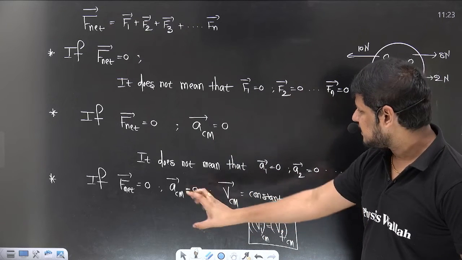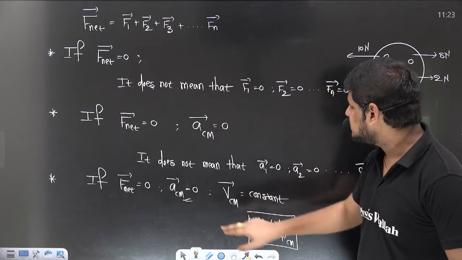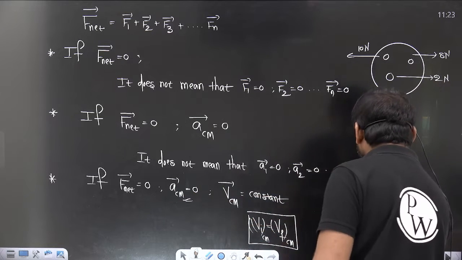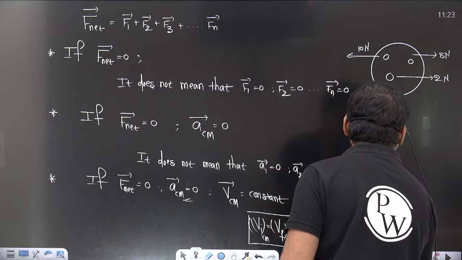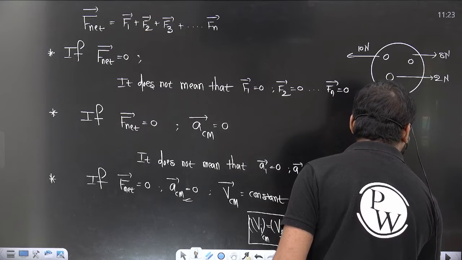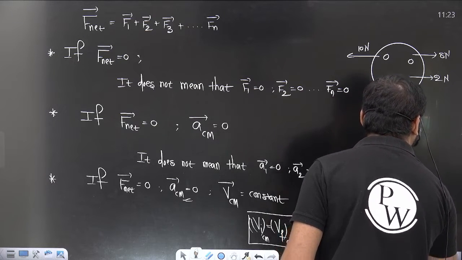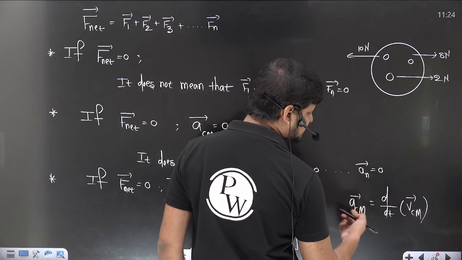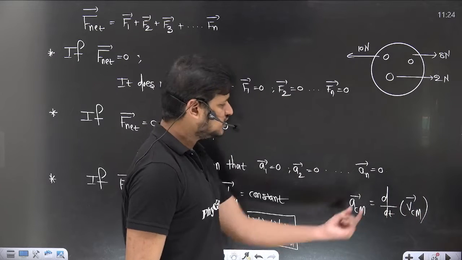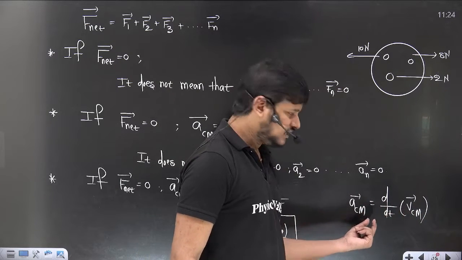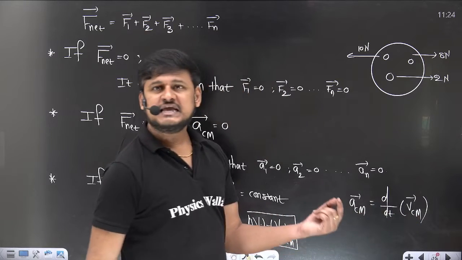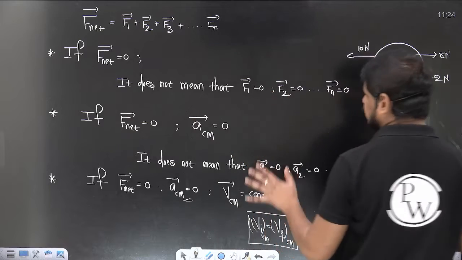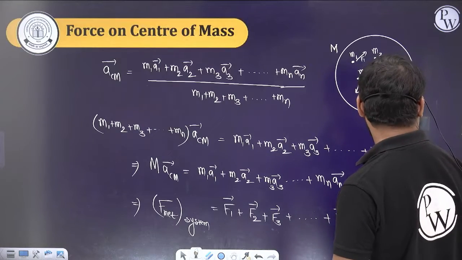No. Okay. And if the acceleration of the center of mass is 0, its velocity of center of mass should be constant, right? Because the A_CM is d by dt of V_CM. So this will be 0 whenever V_CM is constant. The differentiation of a constant term is only 0, right? So V_CM will be constant, then only A_CM will be 0. Understood, guys? Clear this part? Chalo. Now let's move further.